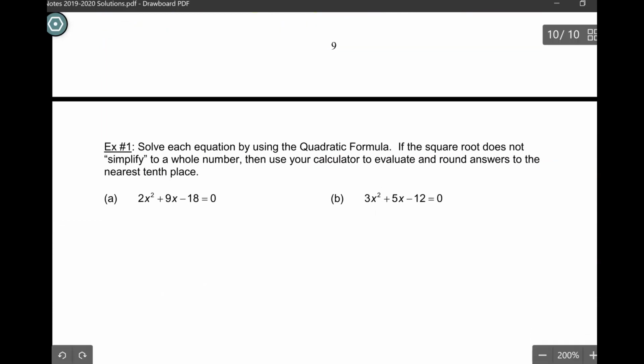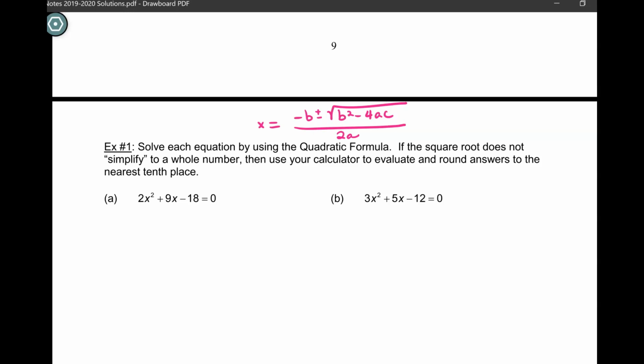Okay, so we are going to solve using the quadratic formula. I'm going to write it here at the top so we have it. It's negative b plus or minus the square root of b squared minus 4ac, all over 2a. It's a formula that you will be using in geometry, in algebra 2, and in pre-calculus. So every math class, this is going to come back to us. It looks a little complicated, but you need to get used to it.